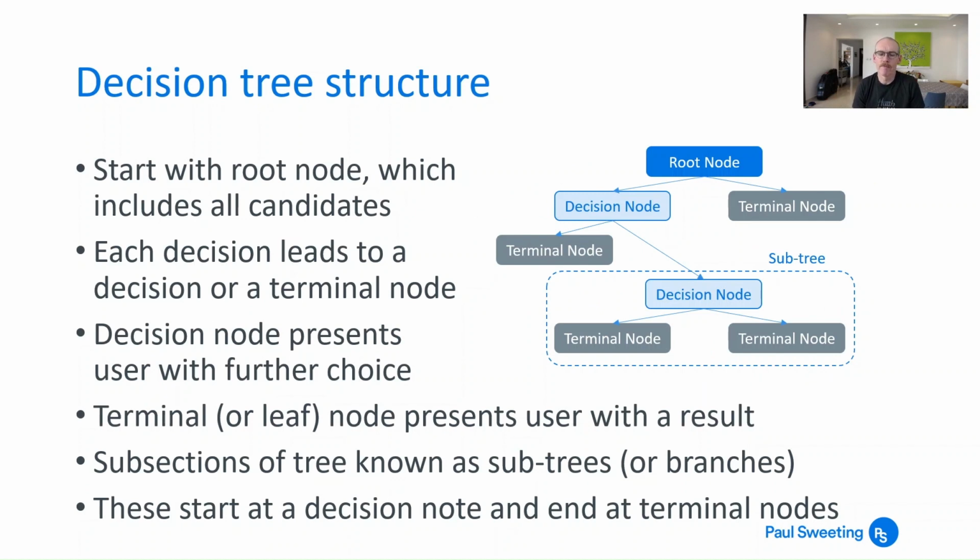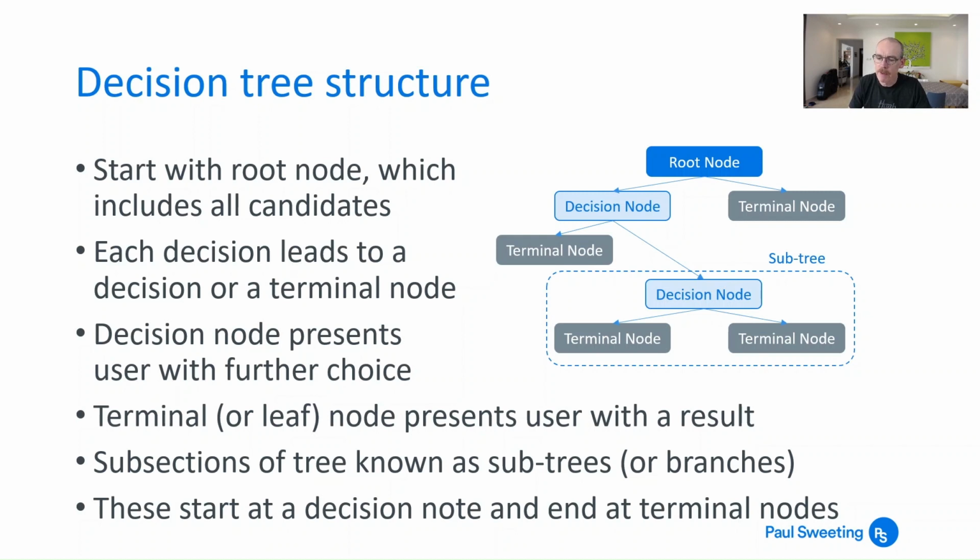So first, a bit about decision tree structure. All decision trees start with a root node, which includes all of the potential candidates, everything that you're going to categorize. Then each decision that you make leads to either another decision or to a terminal node. So a decision node gives you another choice, and a terminal or leaf node gives you the result of all of the choices from following that particular route.